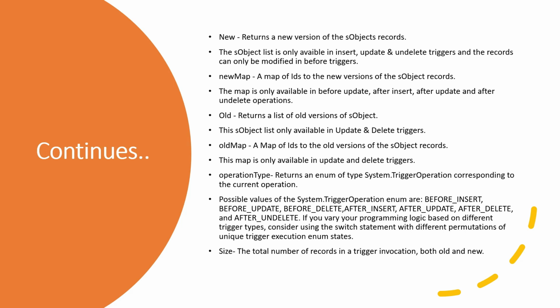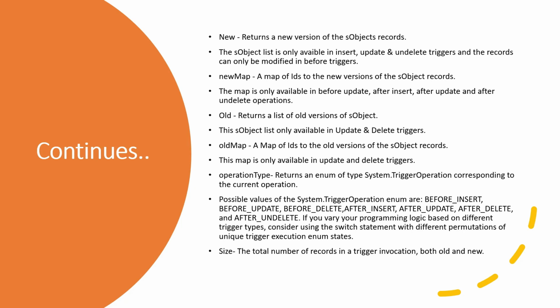old returns a list of old versions of sObject. This sObject list is only available in update and delete triggers. oldMap, a map of IDs to the old version of sObject records. This map is only available in update and delete triggers.